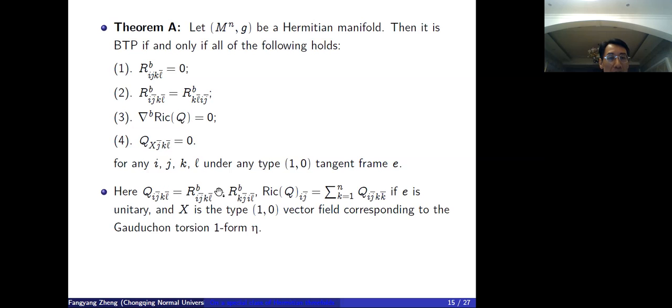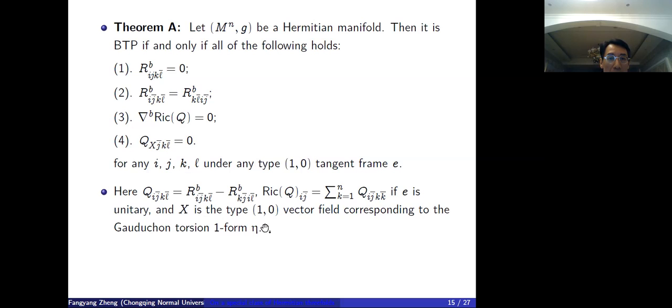But even though Q may not be zero, the Ricci of Q, this is the first Ricci, right? You contract the last two positions to get the first Ricci. So the first Ricci of Q must be parallel. That's a two tensor, right? And also Q itself must have a kernel. The kernel is X, a tangent direction, given by the so-called Gauduchon torsion one form.